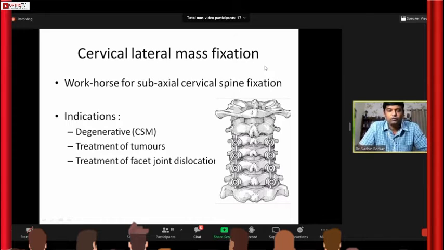Again, the treatment of facet joint dislocation, if it's a 360-degree injury, many surgeons prefer to do it anterior as well as posterior, because biomechanically it is the most stable fixation. So a variety of conditions in subaxial spine requires lateral mass fixation.